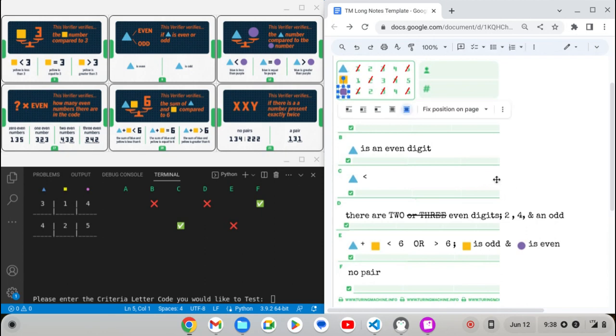And since they're both even, that means that triangle has to be 2 and circle has to be 4. So let's go ahead and cross out 4 in triangle and then cross out the 2 in circle. Okay, so we definitely know we've got 2 for triangle and 4 for circle.